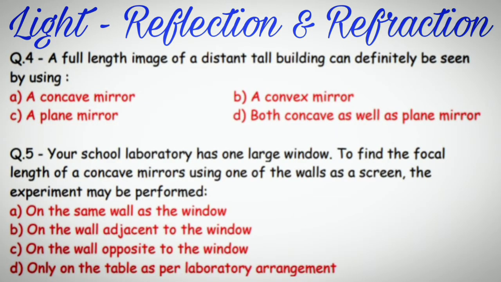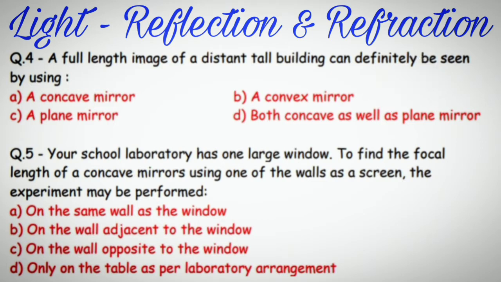Next question comes here. A full length image of a distant tall building can definitely be seen by using option A concave mirror, option B convex mirror, option C plane mirror, option D both concave as well as plane mirror, and the correct answer is convex mirror.